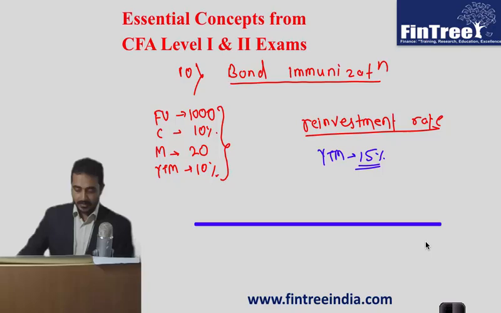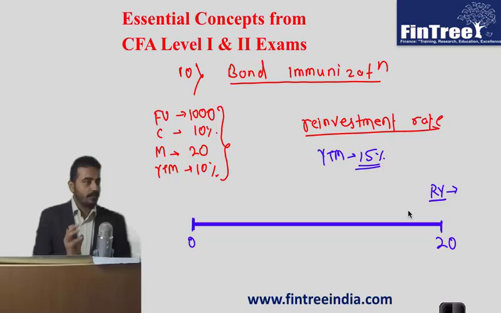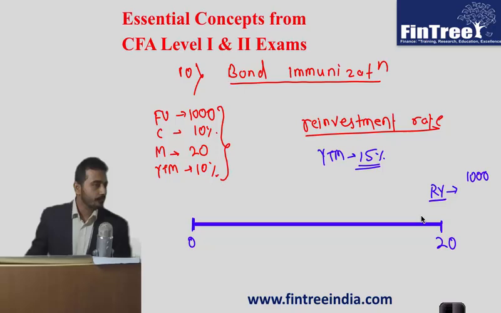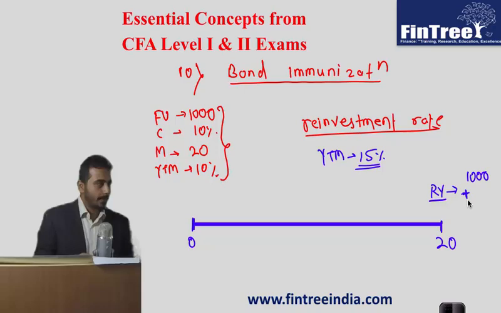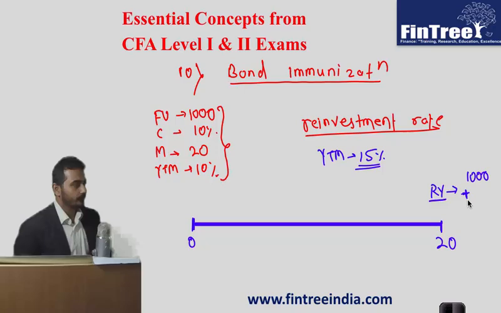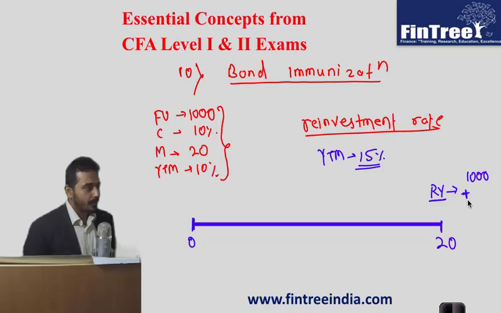So let us say this is time 0. Let us say this is year 20. Let's say your holding period was 20 years. Let us calculate a realized yield. Okay, how do we calculate realized yield? We have to find out all the cash flows. So we will have 1000 here, which is a face value, plus we will have coupon plus reinvestment income. Are we in agreement? Let's calculate that. Second, clear TVM, 100 payment, 20N, 15IY, because that's the reinvestment rate, compute future value.